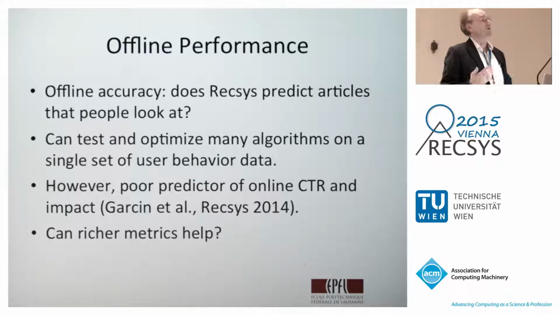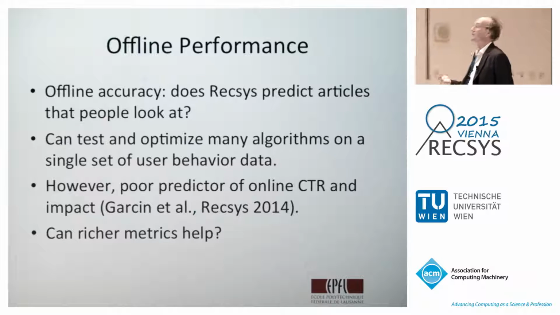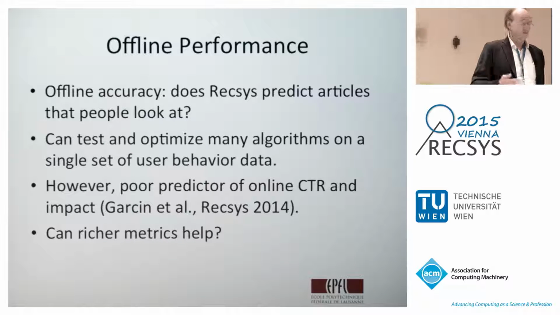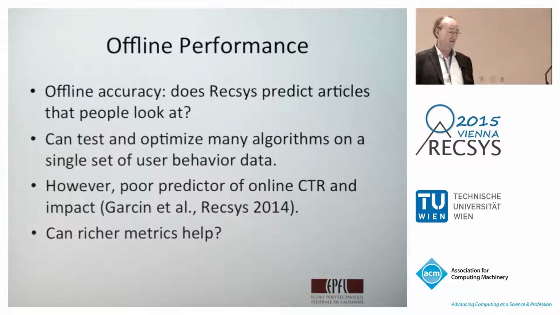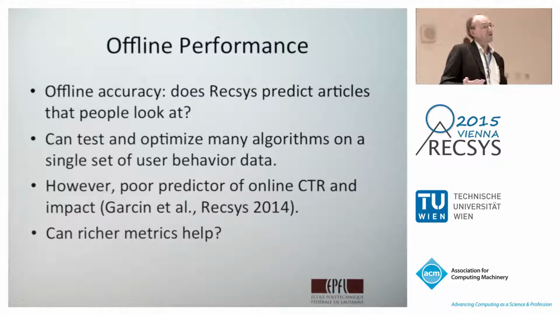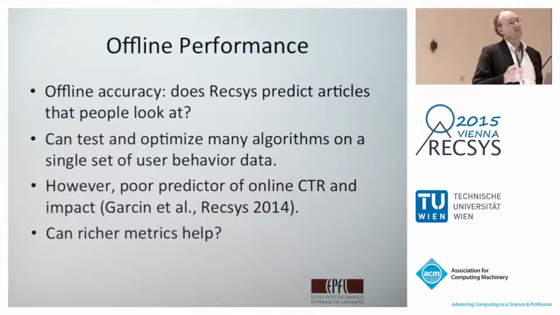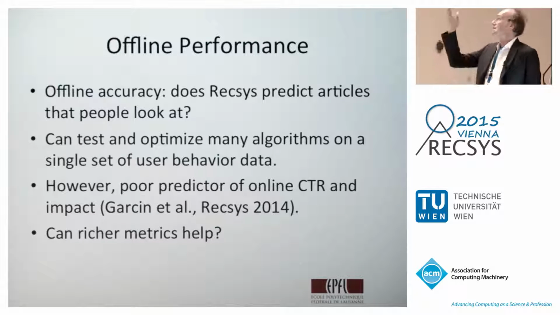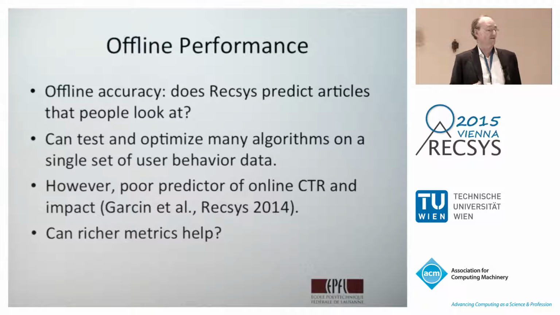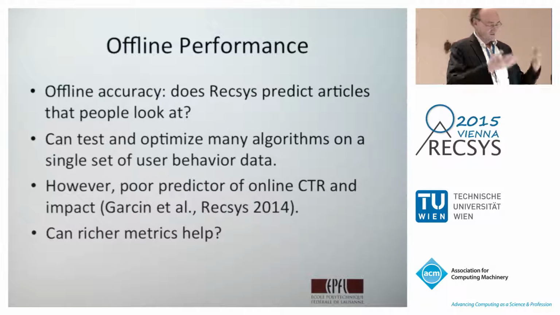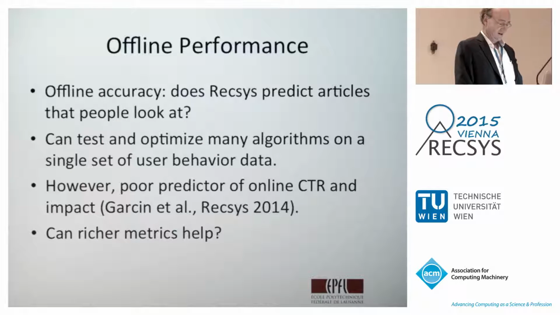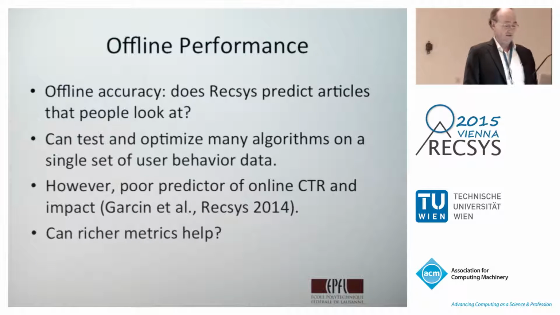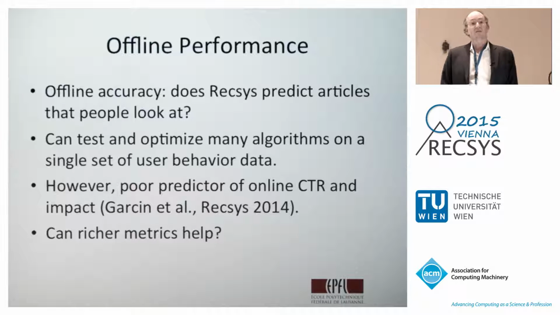So back to offline performance. That's sort of the only thing that we can really work with if we really want to tune and look at a lot of different algorithms and a lot of different parameter settings. So this offline accuracy is what usually is looked at in various flavors, and that's basically, does the recommender system predict the articles that people look at? And of course we can test many algorithms at the same time, but we don't really predict the online performance. And the question is, can maybe richer metrics help?